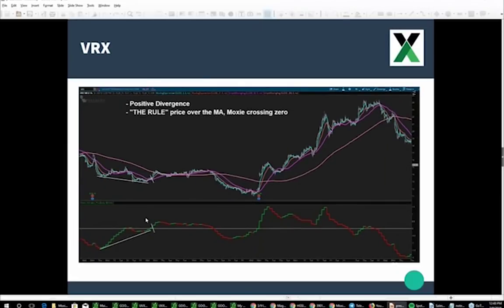And then we have the rule. We need price over the moving average, and we need the Moxie indicator crossing zero. And that's exactly what we have right here. Price is now on top of the moving average, and we have the Moxie indicator starting to climb through zero.